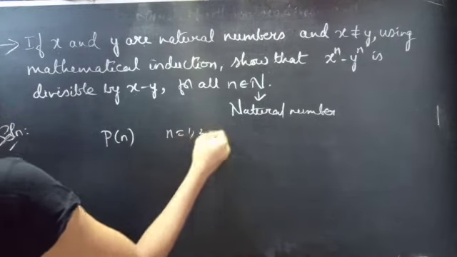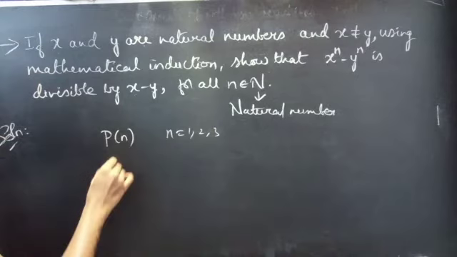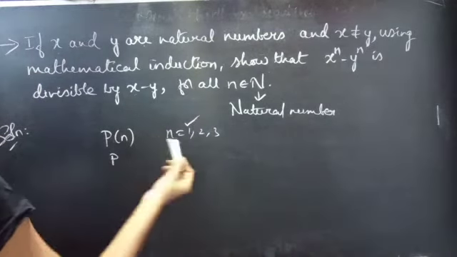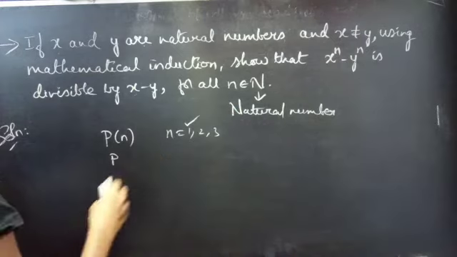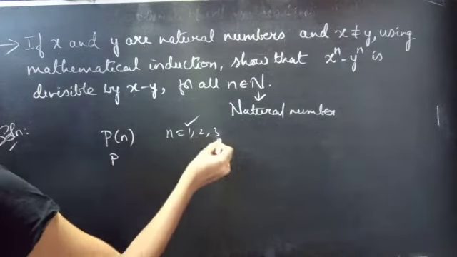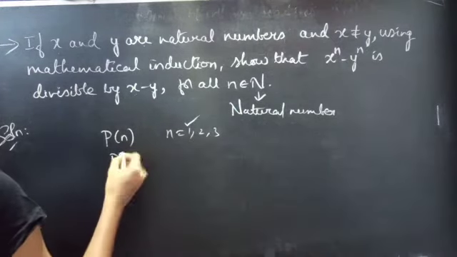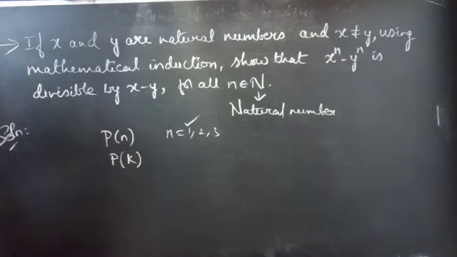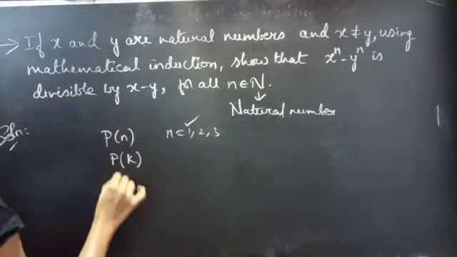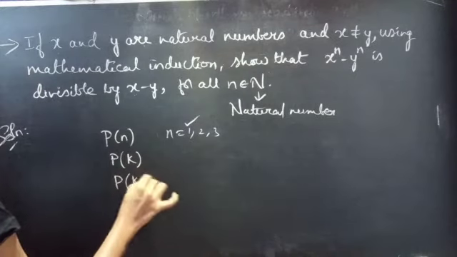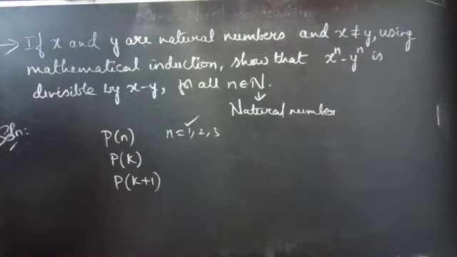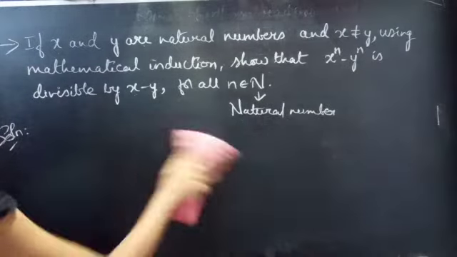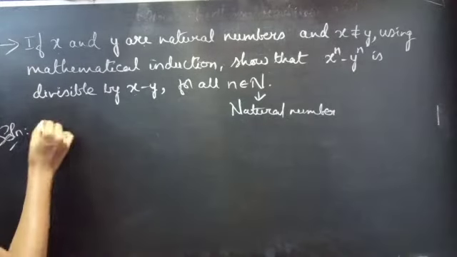Firstly we will show that p of n is true for some n equals to 1, 2, 3. Actually you can just prove for n equals to 1, but here I will show you for n equals to 2 and 3 also. And in the second step you'll assume that p of k is true, and finally we'll show that p of k plus 1 is true using p of k.